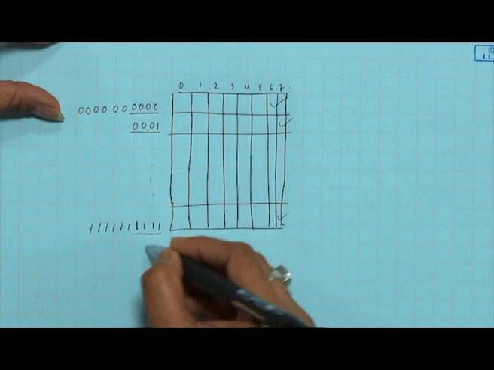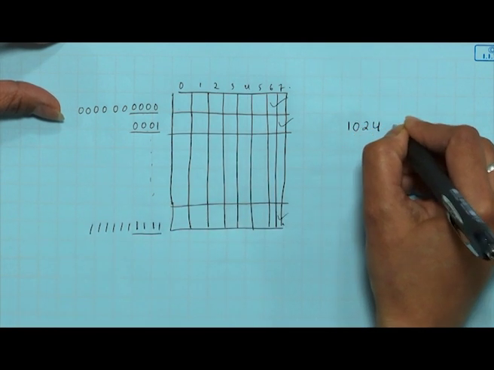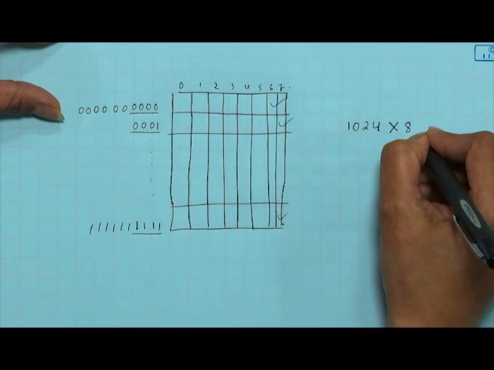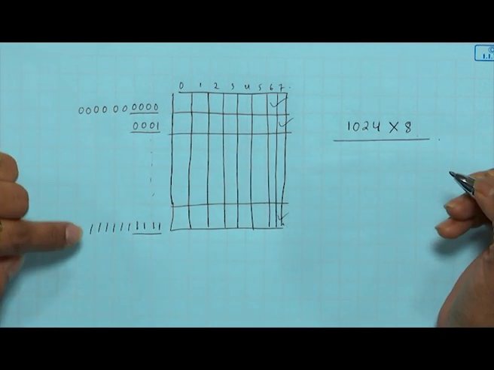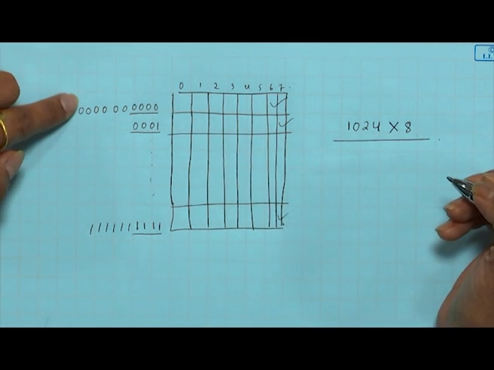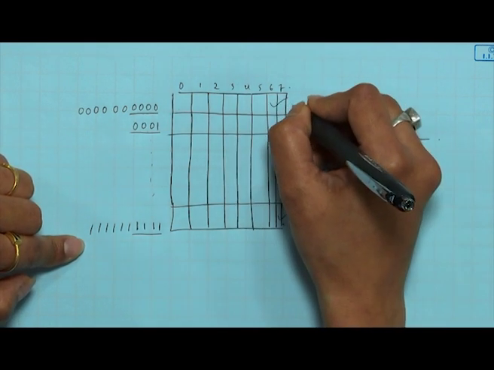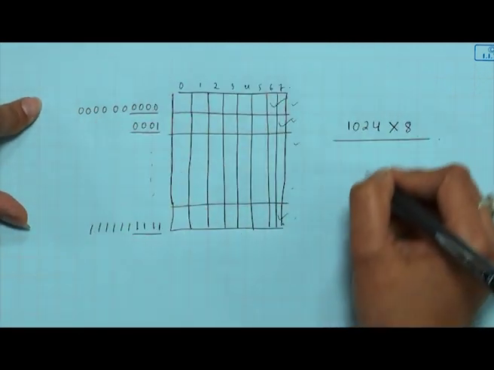So, how many locations are there? 1024 locations are there, and each location has how many bits? 8 bits. So, in these many locations you can store 8 bits each. This shows how a memory will look.